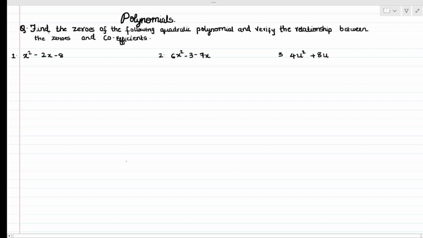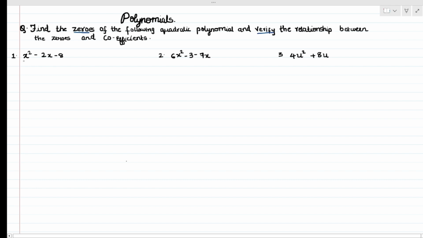Our today's topic is polynomials. The first question says: find the zeros of the following quadratic polynomials. That means we are given some quadratic equations, and we need to solve them by finding their zeros. The second question is: verify the relationship between the zeros and the coefficients. So in one question, two things are asked. First we need to find the zeros, and then we need to verify their relation. So let's first start with the first question.